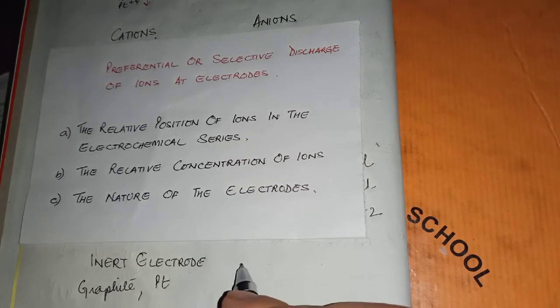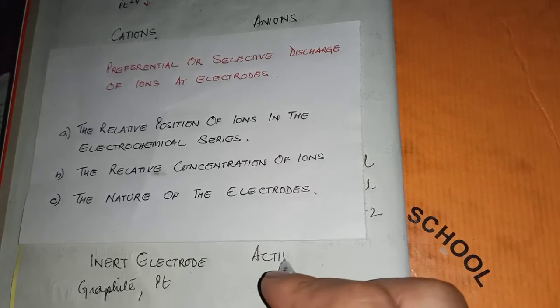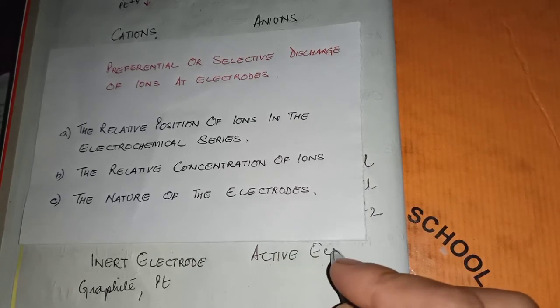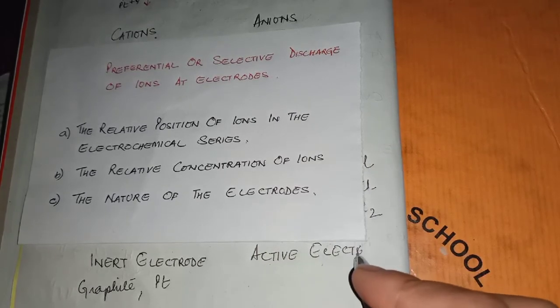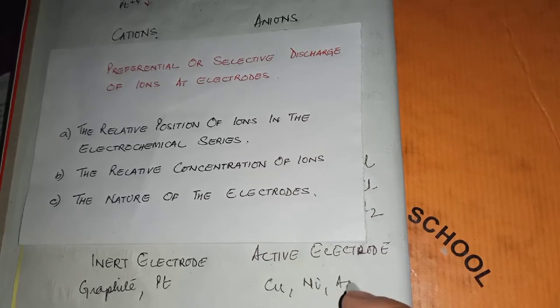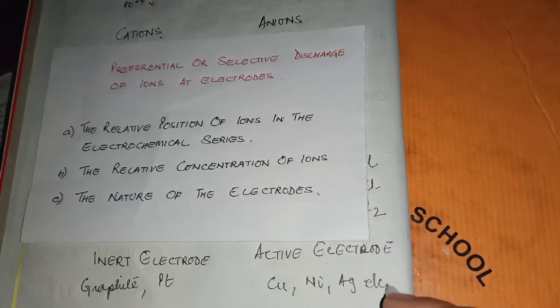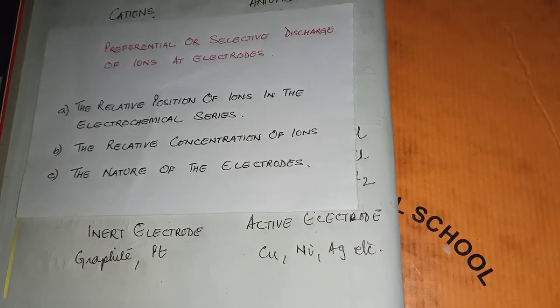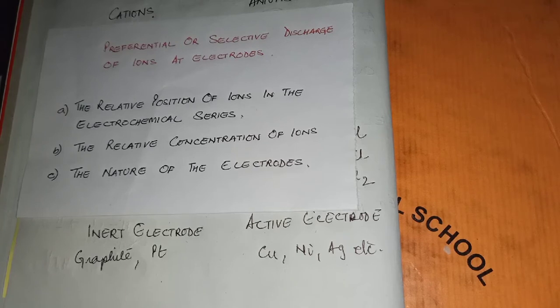The other type of electrodes are called active electrodes. Examples of active electrodes can be copper, nickel, silver, etc. Now these electrodes take part in the electrochemical or electrolytic reaction. These electrodes themselves undergo reactions. Therefore, they also influence the discharge of ions at the electrode.